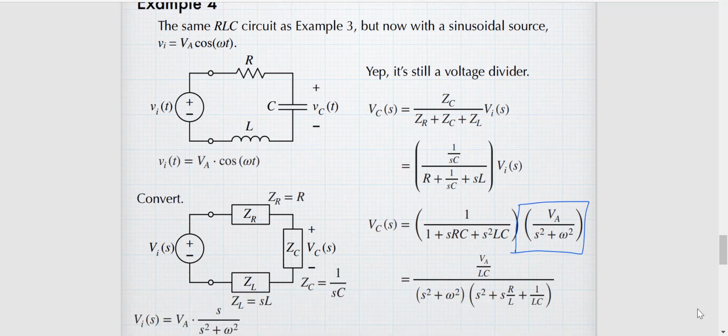Okay, I think this is enough for the brief explanation about how to solve the circuit using the Laplace transform.